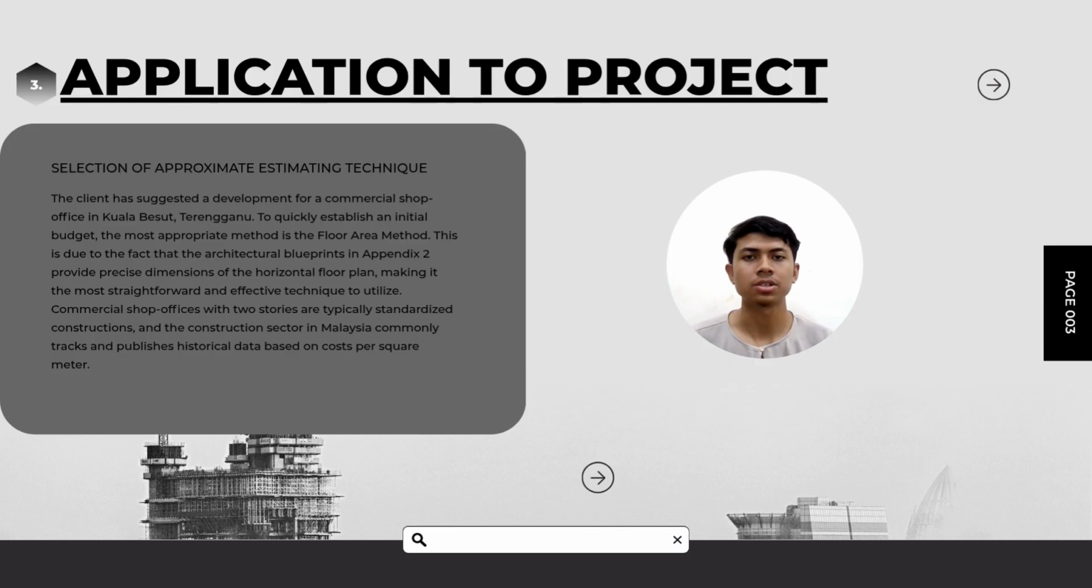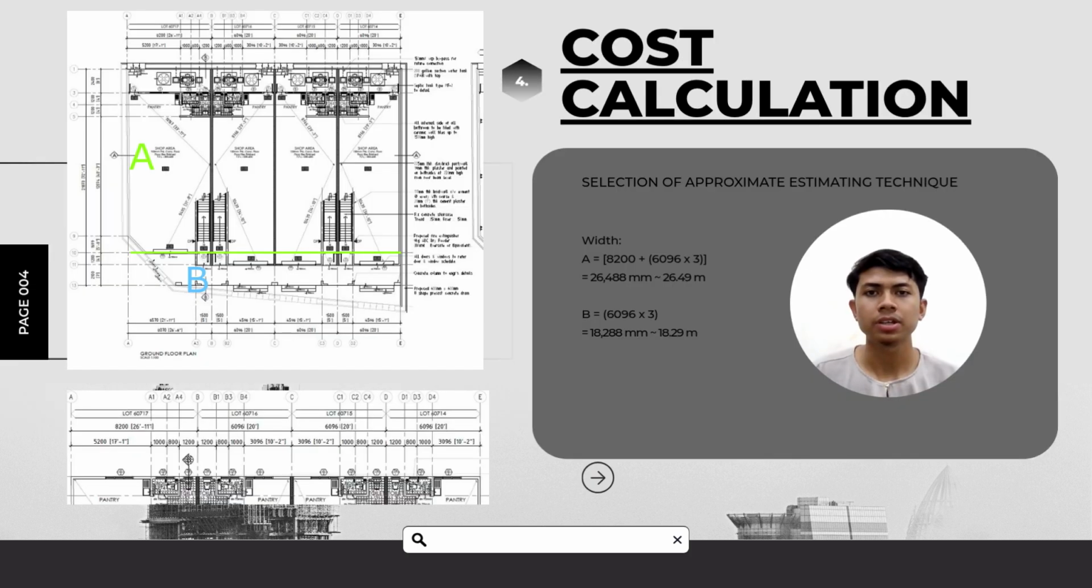In addition, commercial shop offices are standard building types and there is sufficient historical cost data available in Malaysia based on the cost per square meter. Therefore, the floor area method provides a quick, practical and reasonably accurate estimate during the early planning stages. Now, I will begin the cost calculation using the floor area method.